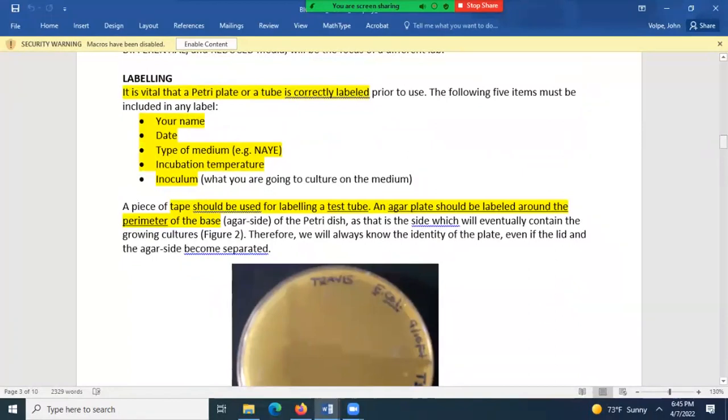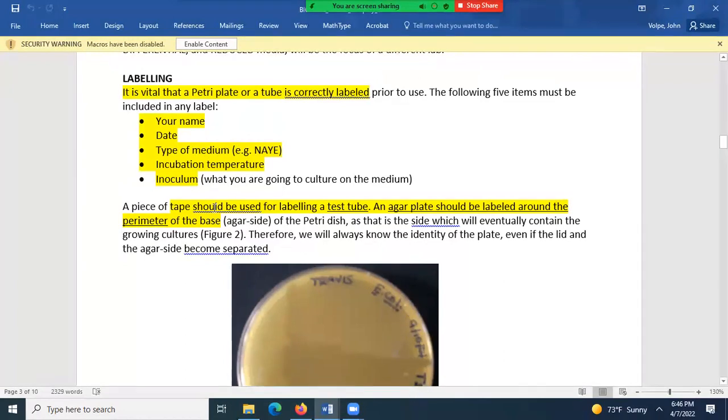We label a Petri dish or a tube to correctly know what's in the tube and whose it is and what date it is. So all tubes and plates should be correctly labeled. You always put your name or your initials. You always put the date. You put the type of medium, which here the media would be TSA.